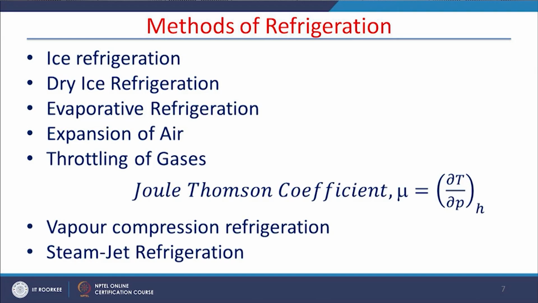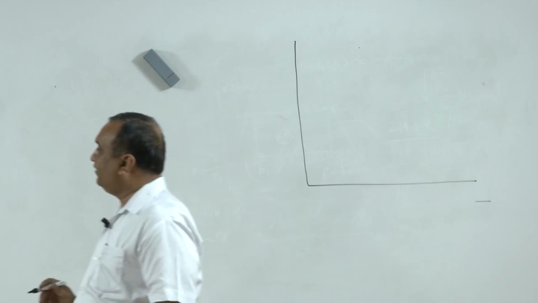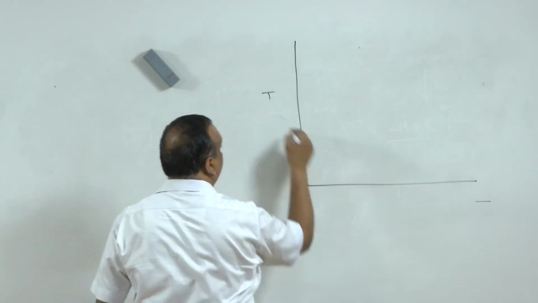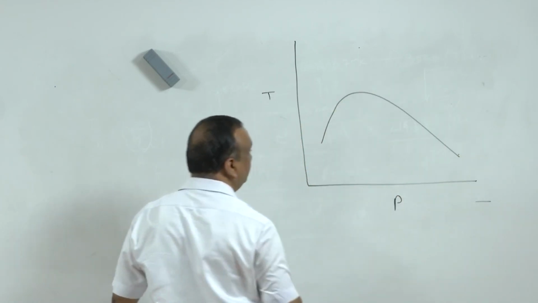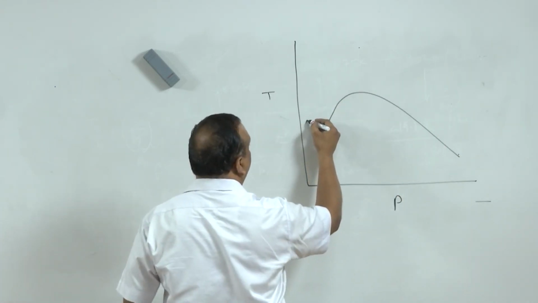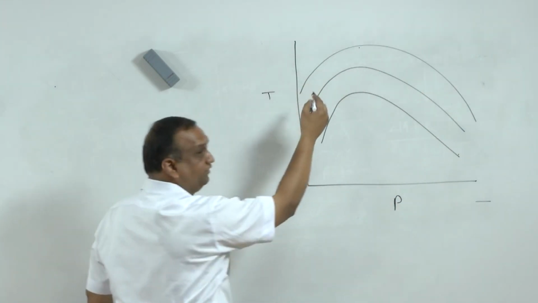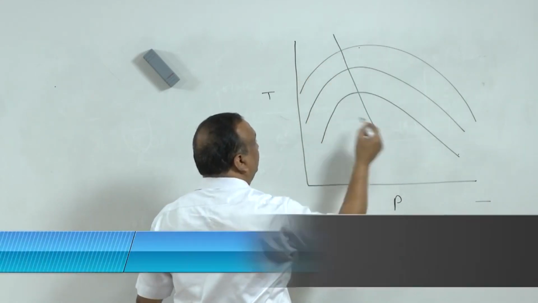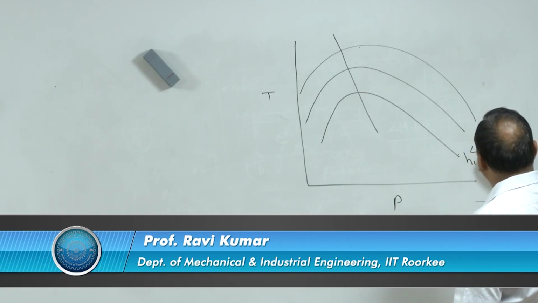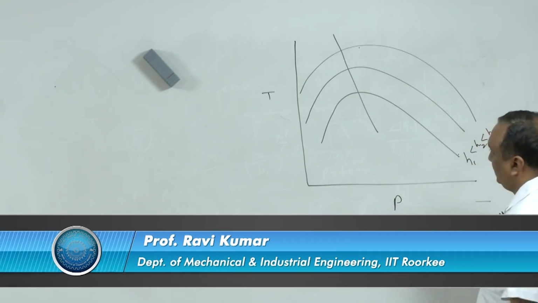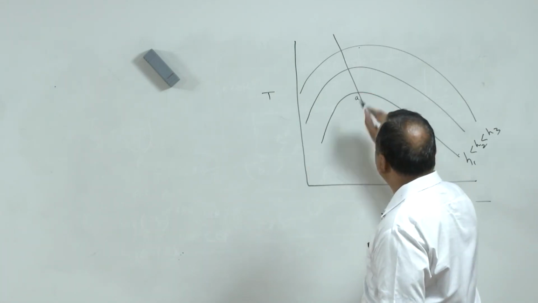Now, for throttling of gases, there is a Joule-Thomson coefficient. Suppose we have a characteristic curve between temperature and pressure with constant enthalpy lines. If we increase enthalpy, the characteristic curve will become like this. If we further increase enthalpy, the characteristic curve will become like this. So the characteristic curve is attaining a peak, and H1 is less than H2, which is less than H3. Now, looking at the Joule-Thomson coefficient, this is point A.